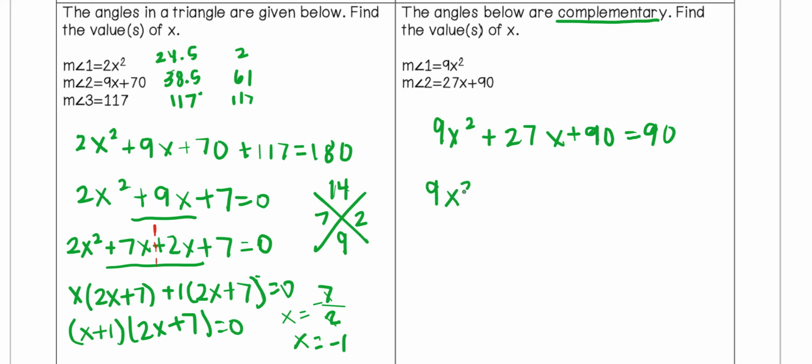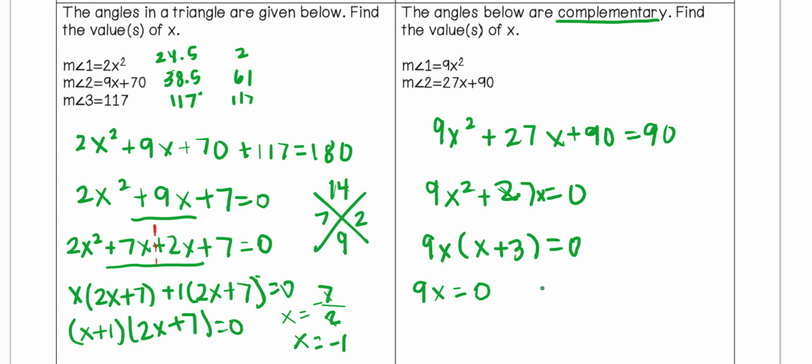What that leaves us with is 9x squared plus 27x equals 0. And right away I can tell, okay, I only have two terms this time, but I do notice that they both have at least x and a factor of 9 in them, so we can factor out the GCF. So 9x times x plus 3 is set equal to 0. So that means that our two equations that we can break this up into are 9x equals 0 and x plus 3 equals 0. So x could either be 0 or x could be -3.